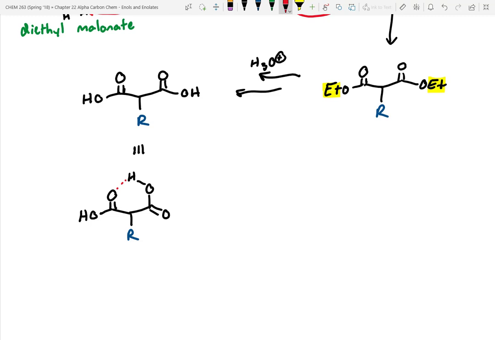So in reality, it prefers to adopt this conformation to have that intermolecular H bonding capability, and you're forming a six-membered ring, which we know is really stable. So you have this intermolecular H bond. And then in the next step, you apply heat. And when you apply heat, you actually do something called a decarboxylation. And in a decarboxylation reaction, what happens is you lose CO2. So now we need to draw the arrow pushing to account for the loss of CO2.